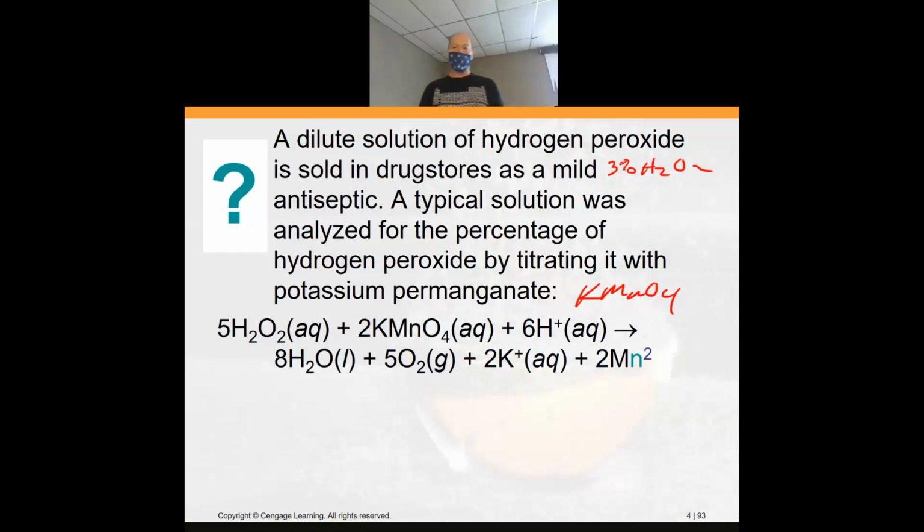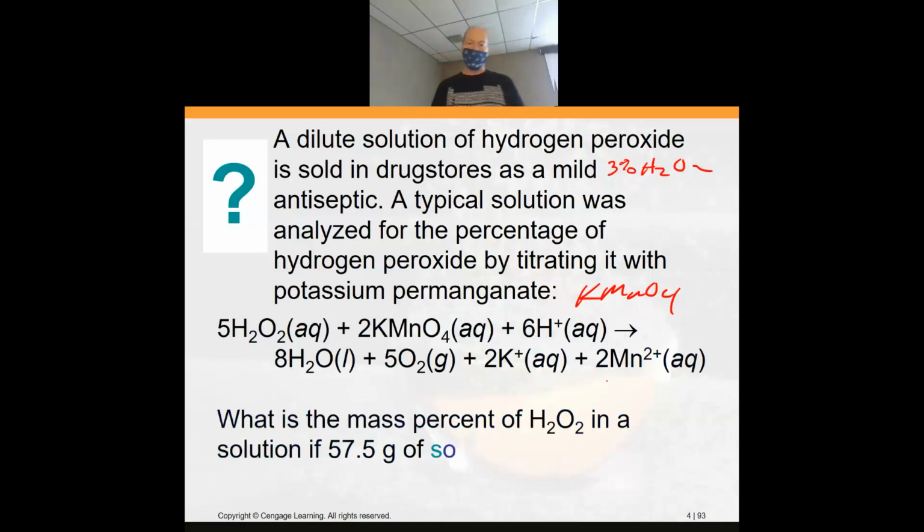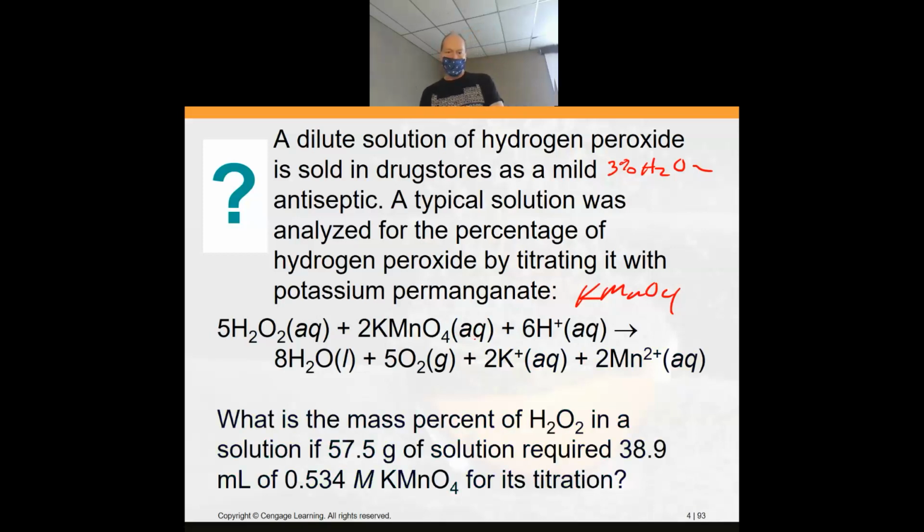All right, and here is the balanced chemical reaction. Not sure why they did it quite that way, but okay. All right, so here is the balanced chemical reaction. What is the mass percent of hydrogen peroxide in the solution if we take 57.5 grams of solution, and that requires 38.9 mL of 0.534 molar KMnO4 for the titration.